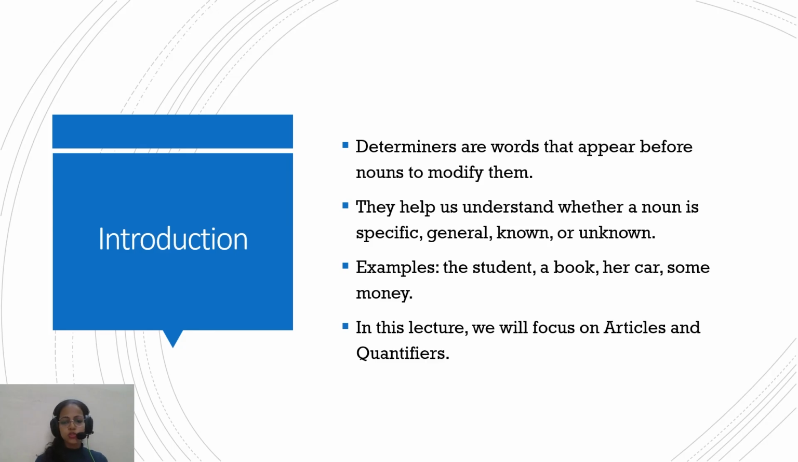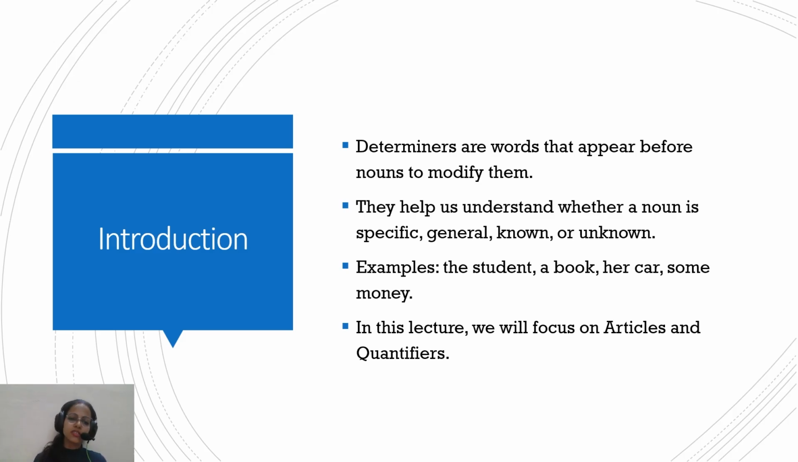So some of the examples could be, say, the student. So the is an article, which is a type of determiner. Here the usage of the is telling us that we are talking about a student in a specific context. We'll understand this in greater detail when we cover articles. Similarly, a book. Here we are not referring to any specific book, but a book in general.